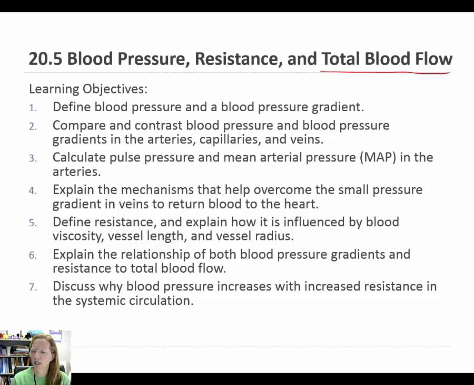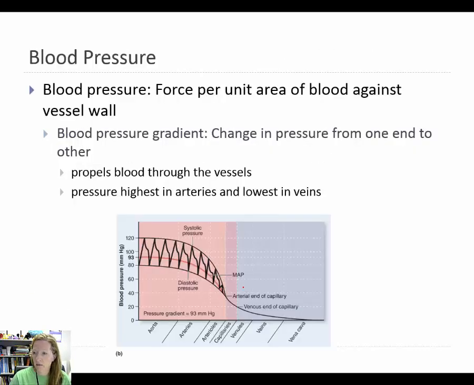But in this section, we're going to be taking a look at how blood pressure and resistance are going to influence total blood flow. We're going to go through blood pressure, the different types of blood pressure and the vasculature. Then we're going to be taking a look at resistance and the different types of resistance that we have. And then we're going to put it all together and take a look at how those are going to influence total blood flow, and how they're all related. So let's go ahead and talk about how they're related before we talk about this nice little blood pressure here.